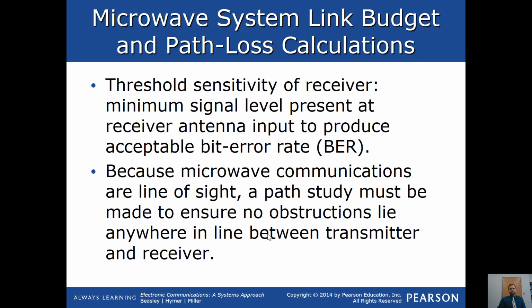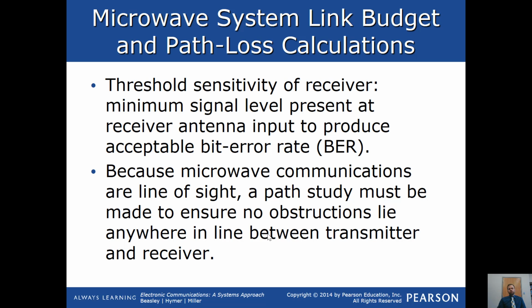And the threshold sensitivity of a receiver is the minimum signal level present at the receiver antenna input to produce an acceptable bit error rate. Your bit error rate is based on the signal-to-noise ratio at the receiver, which tells whether or not you can intelligibly demodulate and decode those bits to recover your transmitted signal, your intelligence.